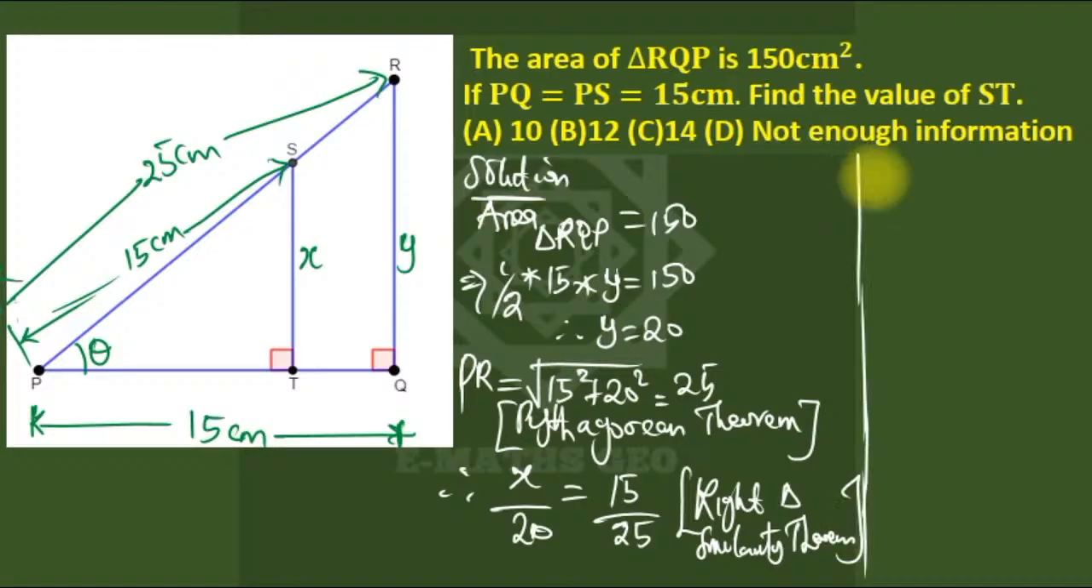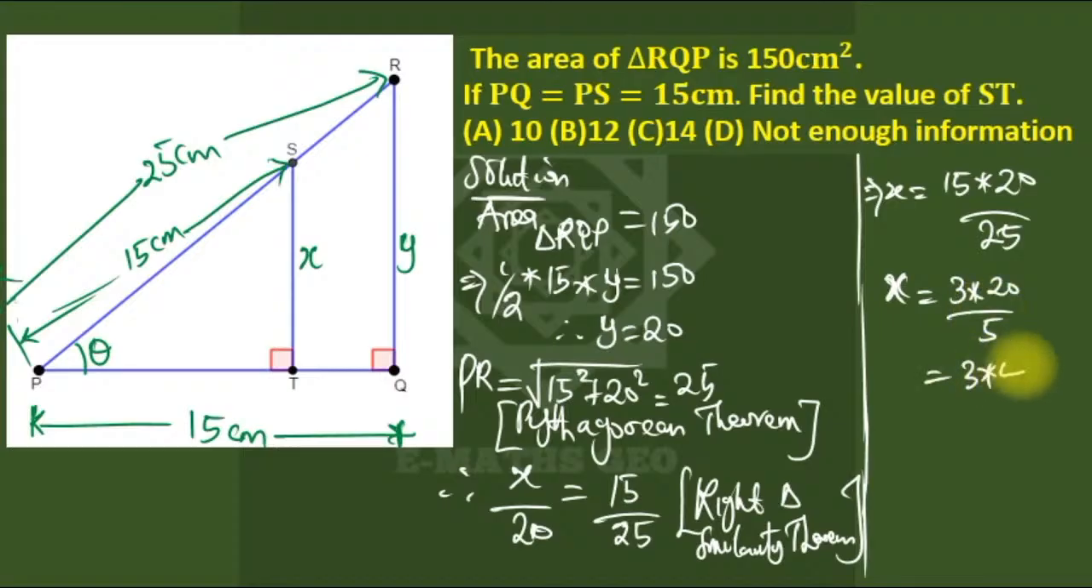So solving for x is now equal to 15 times 20 over 25. Let's just reduce. 5 here is 3, 5 here is 5, that is 3 times 4, so x is 12. So what we are looking for, ST, is 12. So that's it. Nice one.